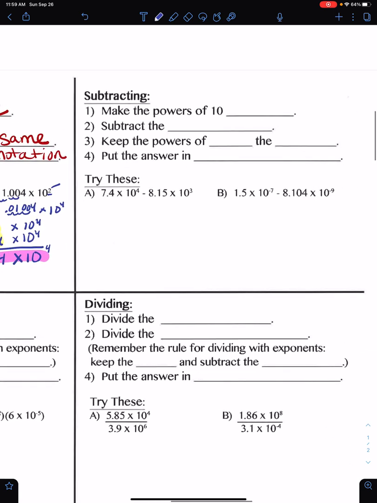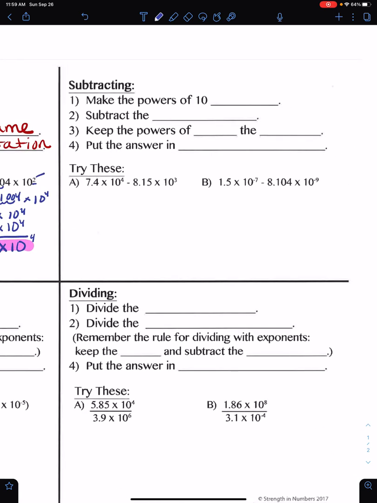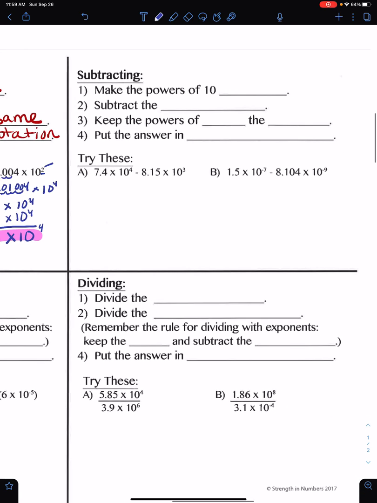Moving along, guess what? The steps are the same, almost, except for adding or subtracting. We're going to make the powers of 10 the same. We're going to subtract the factors. Those are the first numbers before the multiplying by the power of 10. We're going to keep the powers of 10 the same. And we're going to put the answer in scientific notation.